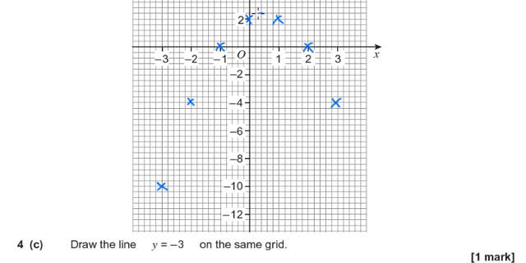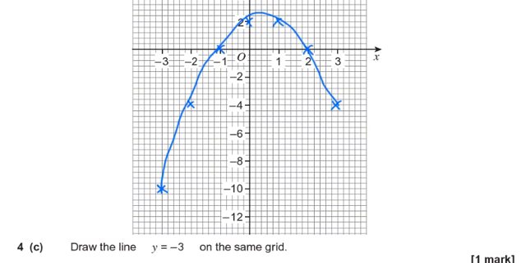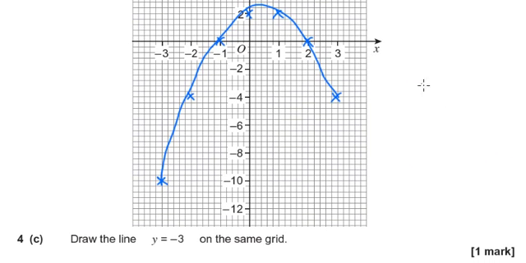So I'm just going to join these together. It's quite hard to do it on the computer, so bear with me. Yours probably looks way better than that. You would probably not get your second mark for my picture because it's so wobbly. So try to do a nice smooth curve, making sure you go through all the points.